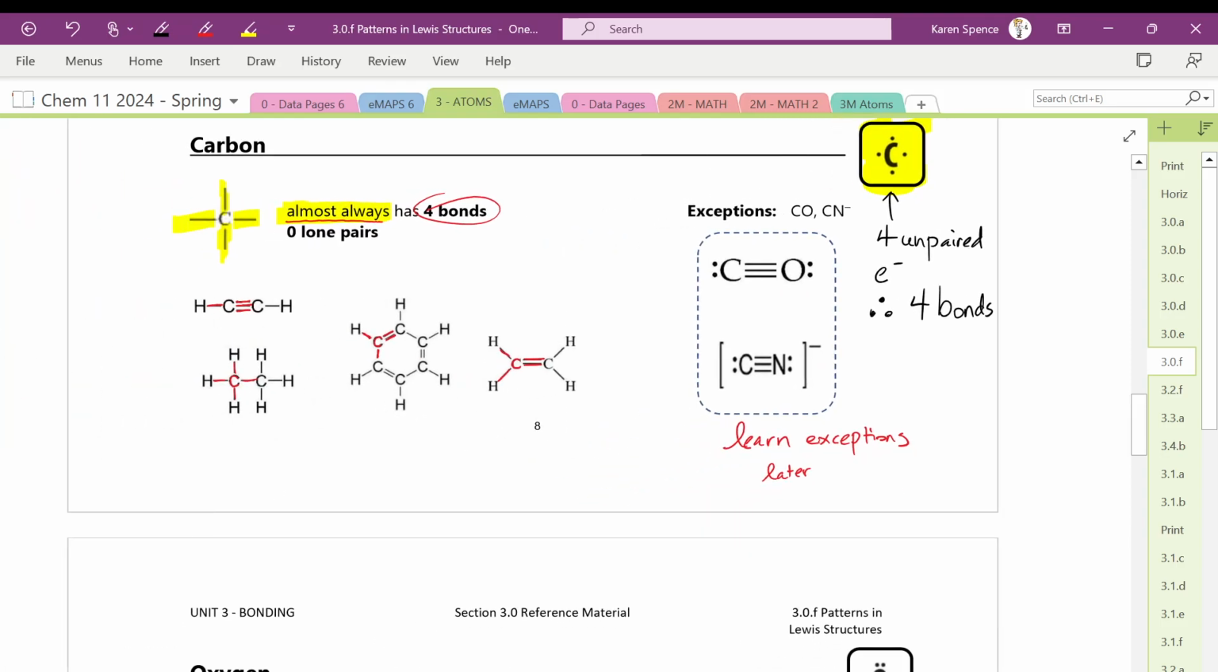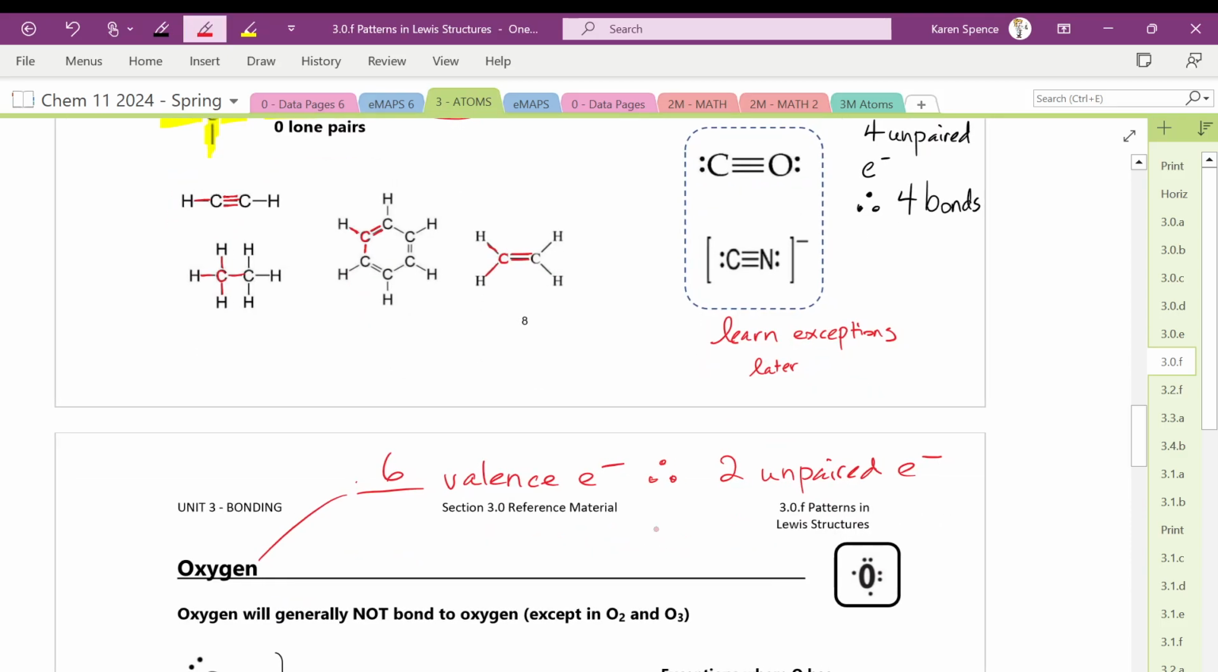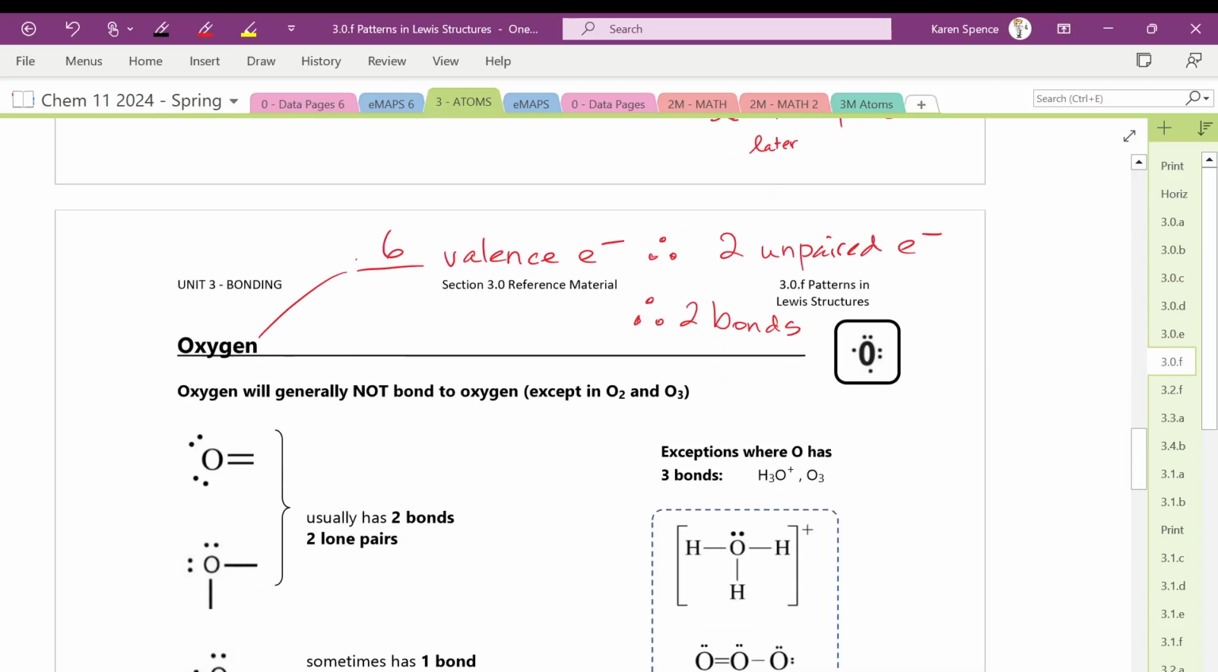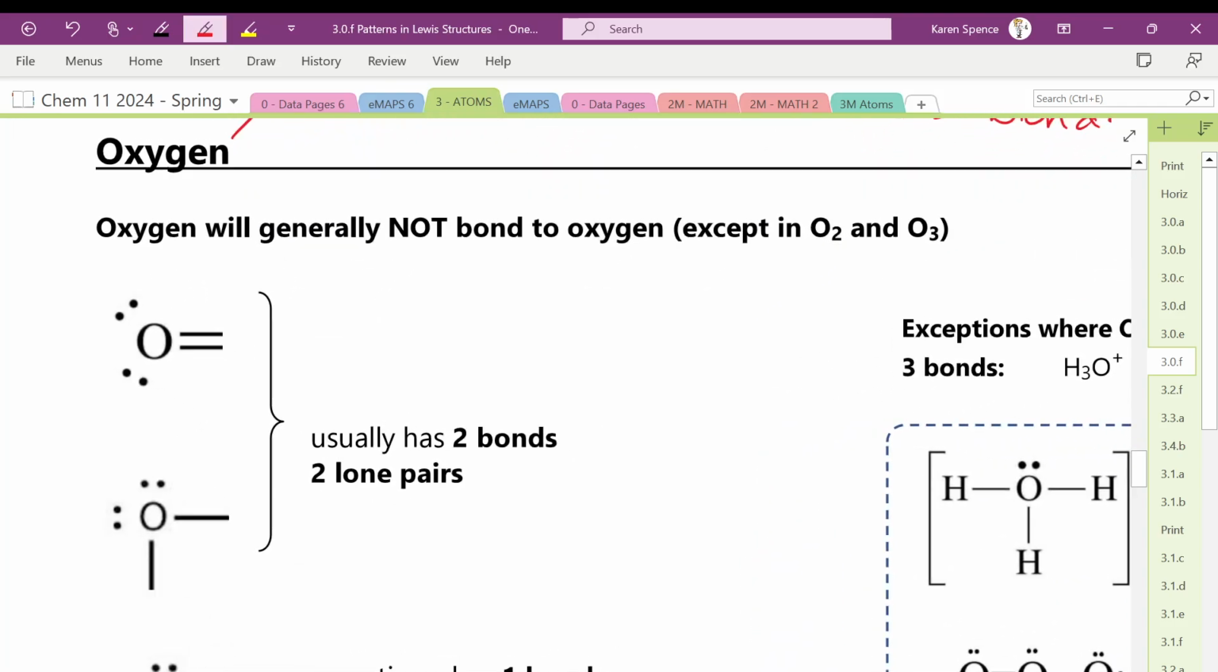How many valence electrons does oxygen have? It has 6 valence electrons. So how many unpaired electrons would it have? It would have 2 unpaired electrons. Therefore, how many bonds will it tend to make? 2 bonds. Okay, so generally, here's an oxygen, 1 bond, 2 bonds. Oxygen, 1 bond, 2 bonds.